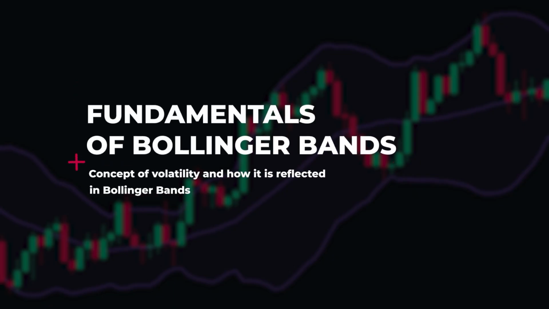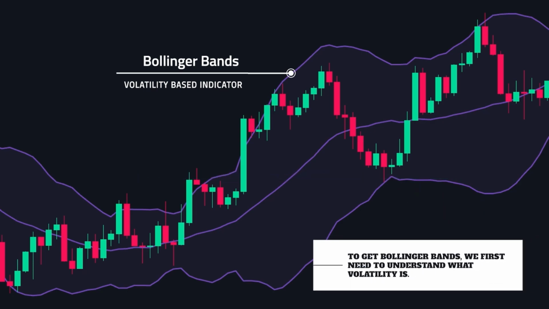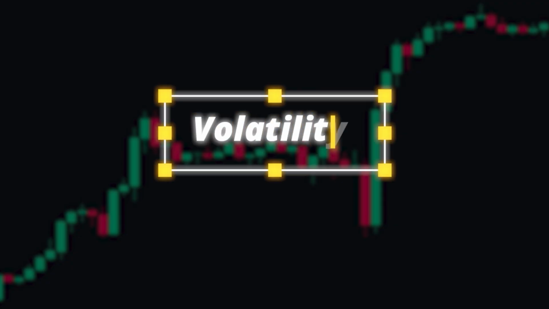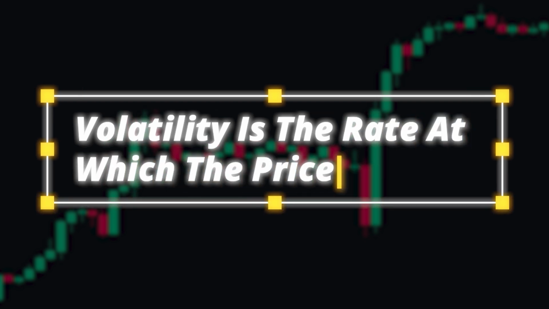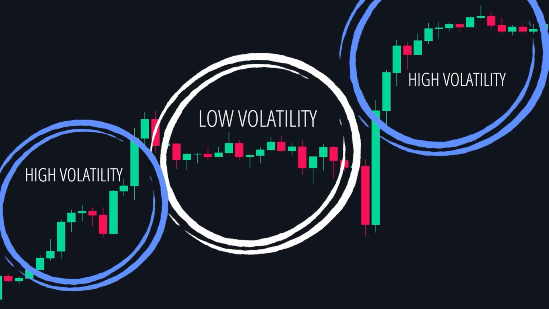Now let's get back to the fundamentals of Bollinger Bands. Understanding Bollinger Bands as a volatility indicator necessitates a thorough understanding of volatility. Simply explained, volatility is the rate at which the price moves. Prices do not move at a consistent rate. Rather, they alternate between periods of low and high volatility.